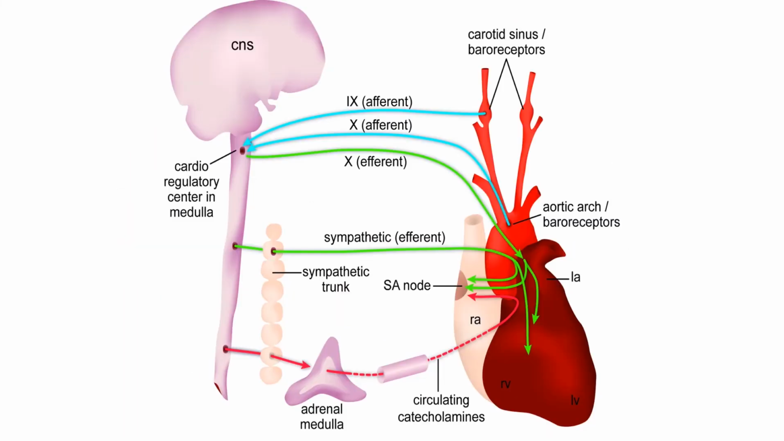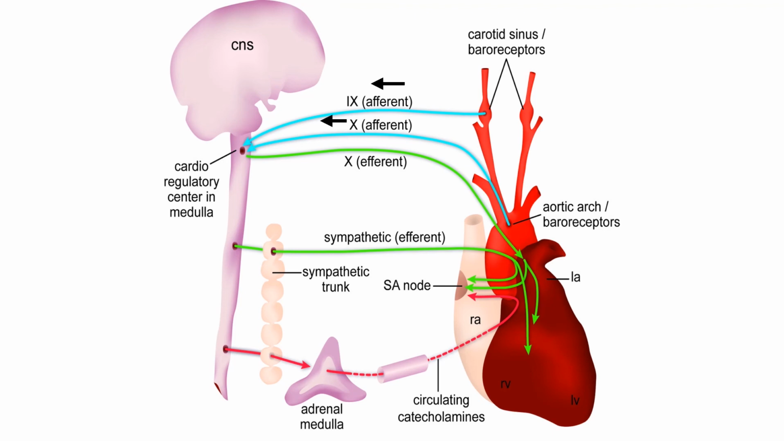Here is a simple diagram discussing the connection between the heart and the central nervous system through the autonomic part. First of all, the carotid sinus having baroreceptors. These impulses, they come through the afferents of the glossopharyngeal nerve.